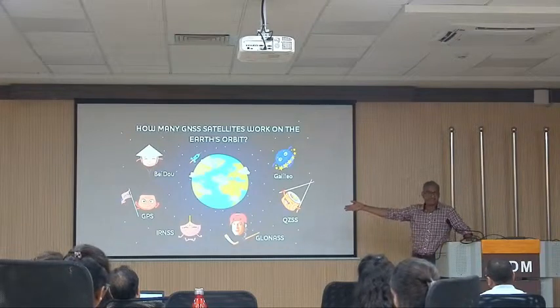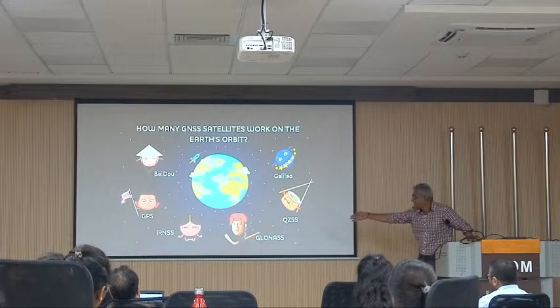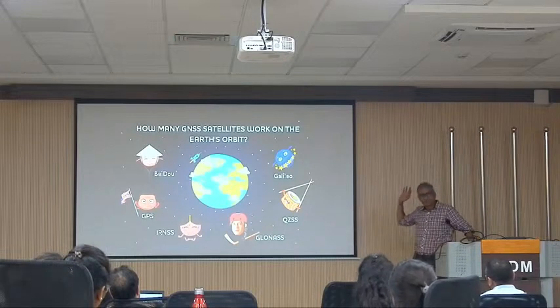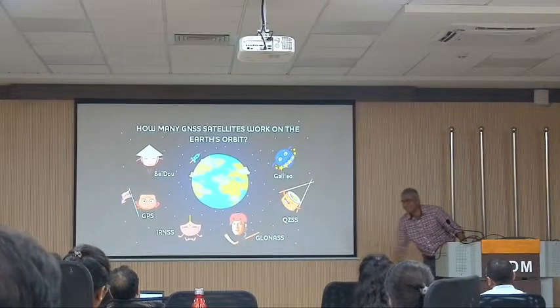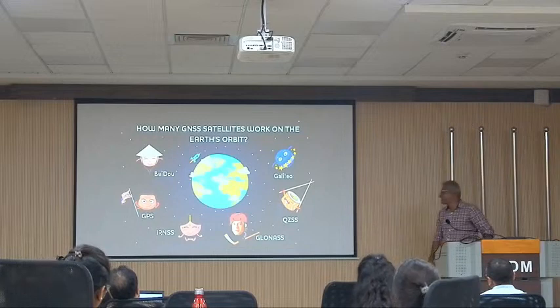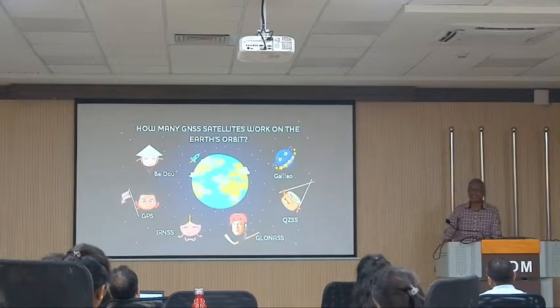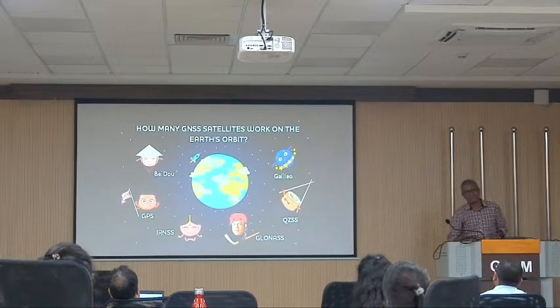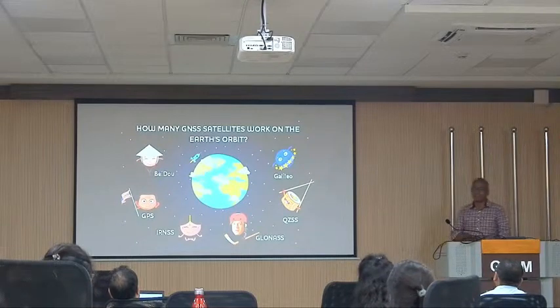Then IRNSS, right? GLONASS, Russia. It's hockey field, that is the reason. Hockey, ice hockey is there. QZSS, Japan. Okay. Galileo, European Union, right?